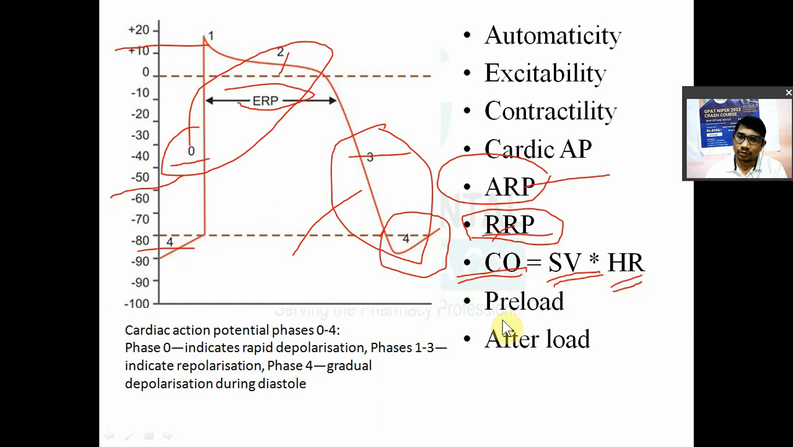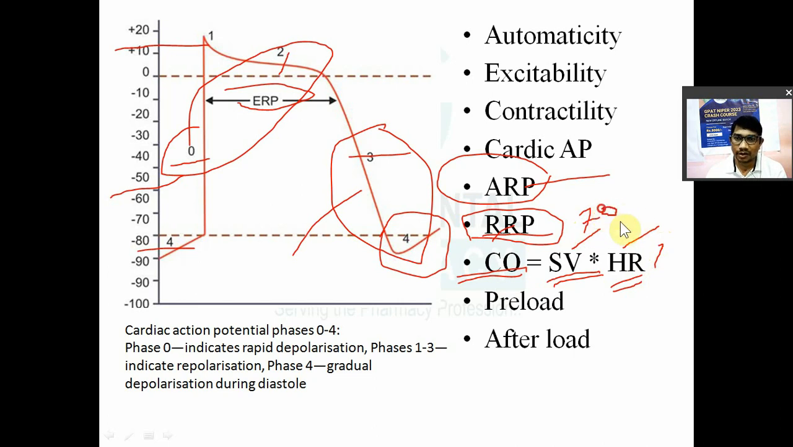So how much is the heart rate? Around 72. Stroke volume is around 70 ml. Heart rate is 72 beats per minute. So you can calculate the cardiac output: 70 into 72 comes to around 4800, so roughly you can say 5 liters per minute. Cardiac output is equal to stroke volume into heart rate.